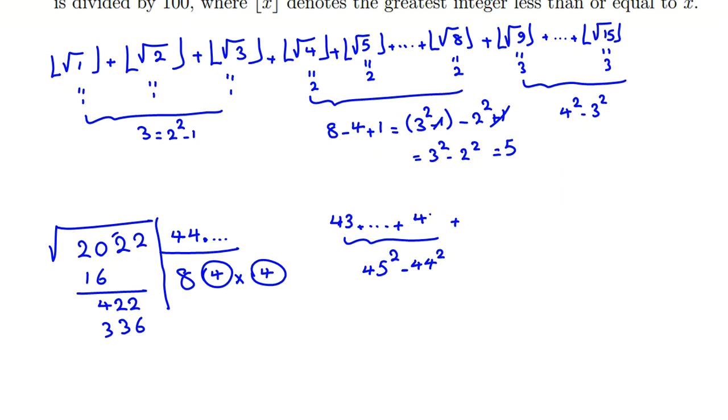How many 43s are there? Why? Because look, the square root of 2022 is 44 point something, is 44. But we don't have all 44s. Okay, so we should see how many 44s are there. So here, if we correct, it will be 44 squared minus 43 squared. And last part, 44. We want to see how many 44s are there.